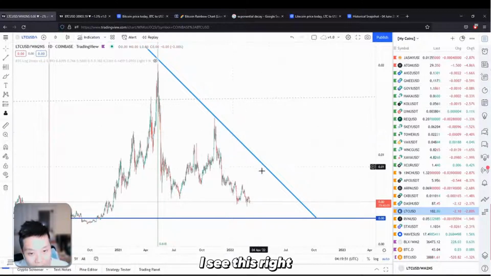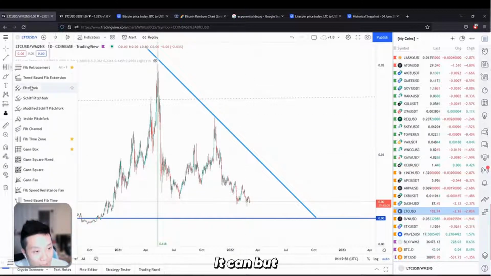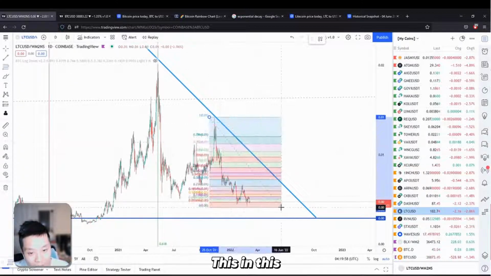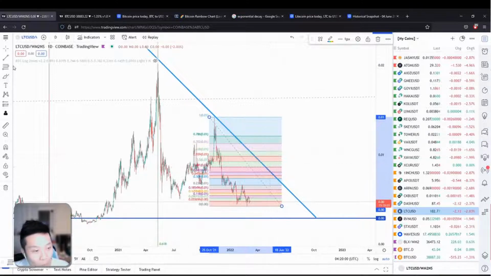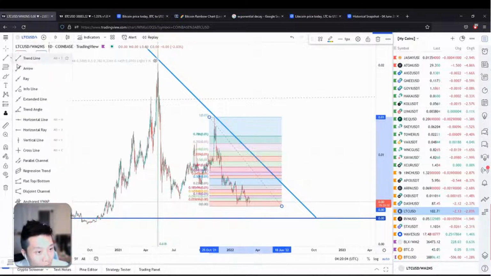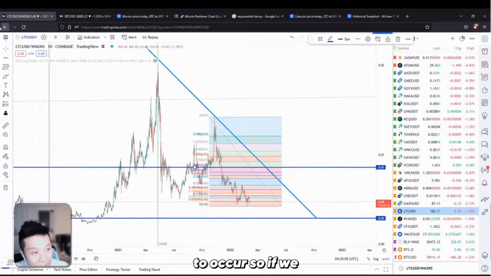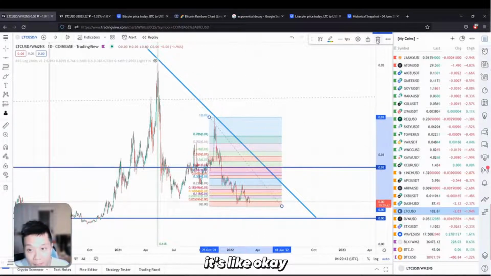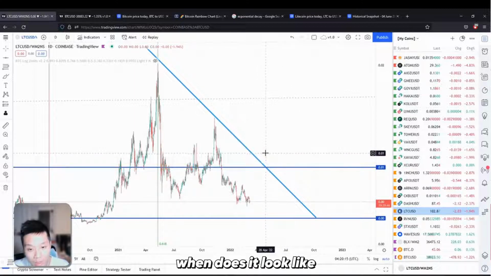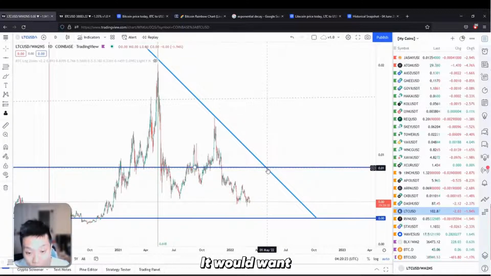Typically, when I see this, it doesn't actually go to 0.618. This new version can, but in this sort of formation, I know it typically stops around 0.441. So let's draw that in, and we'll get a sense of when to expect things to occur. Now that we draw this, when does it look like it's going to start moving up? It looks like it's starting to move up now, and it would want to pull back at around May, early May, late April.